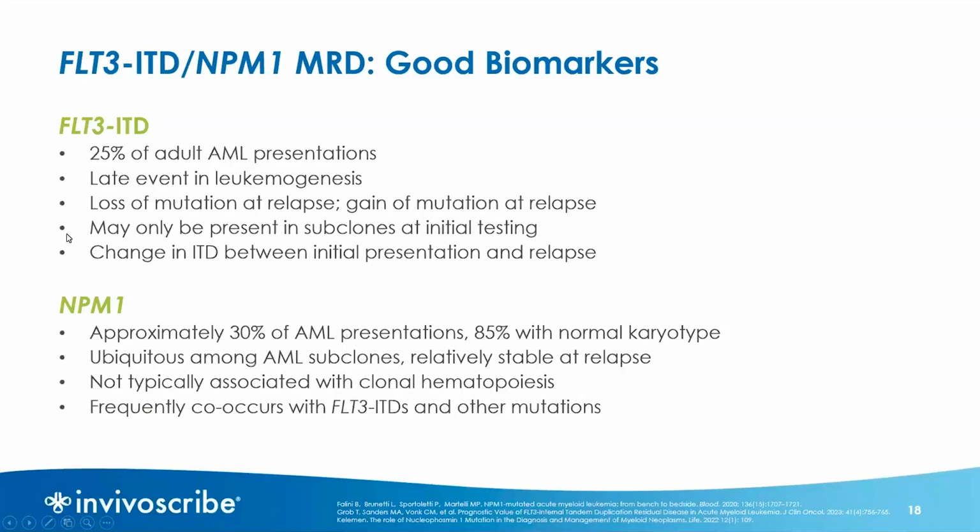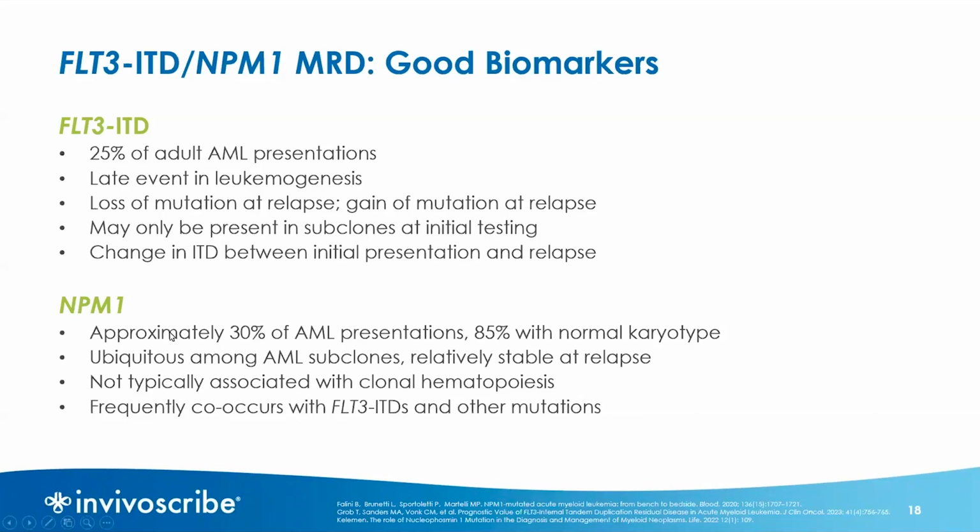And so to reemphasize, we already discussed that FLT3 ITD and NPM1 are important according to risk stratification. First and foremost, FLT3: we mentioned that it's present in 25% of new presentations of AML. We mentioned that it's a significant driver, and late in leukemogenesis. You can see loss or gain of mutation at relapse, so it's important to monitor these regularly, and it may only be present in subclones at initial testing. And finally, which I'll address in a bit, changes in ITDs between initial presentation and relapse can occur, and those ITDs do carry significance in terms of prognosis.